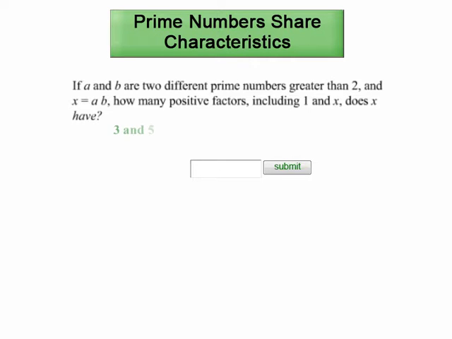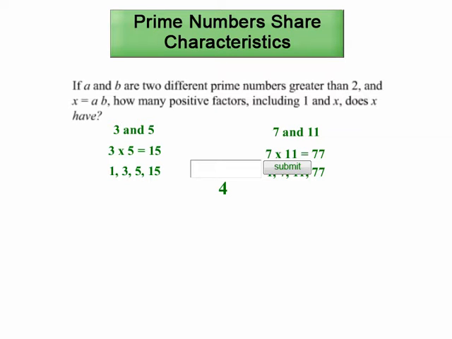Well, let's say a and b are 3 and 5. Well, 3 times 5 is 15. So 15 would have the positive factors of 1, 3, 5, and 15. Let's look at 7 and 11. 7 times 11 is 77. So 77 is going to have the factors of 1, 7, 11, and 77.